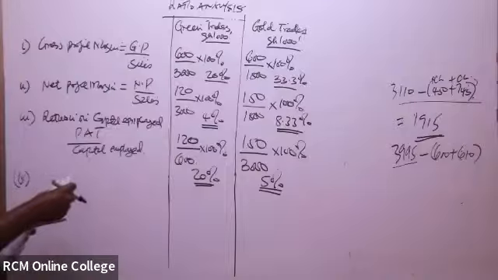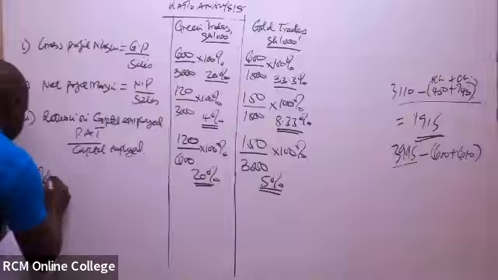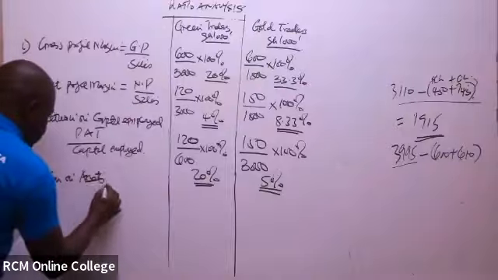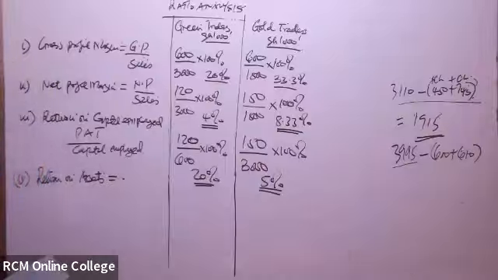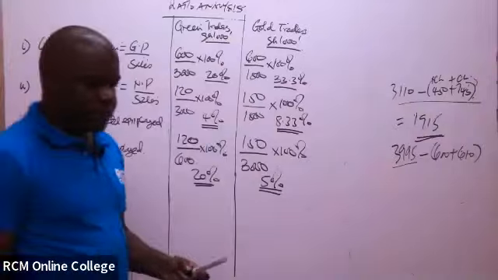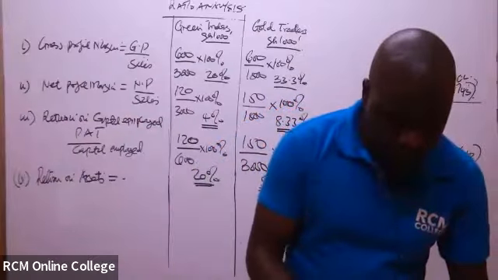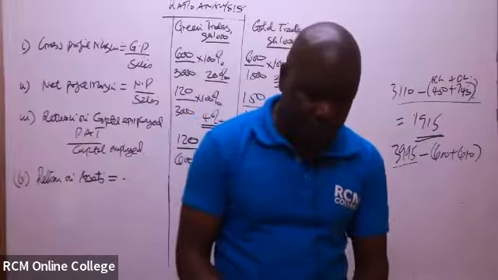Then the next one is return on assets. What is the return on assets? What is the formula? Get the formula. Get the formula, Mudoni, get the formula for return on assets. What is the formula for return on assets?